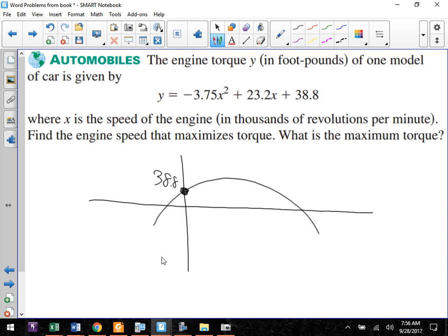Now, as I go back and reread this, the engine torque in foot-pounds of one model of car is given by the function, where x is the speed of the engine in RPMs. Find the engine speed that maximizes torque. What's the maximum torque? Now, when you're talking about maximums and minimums, maximums would be where on this graph? The top, the highest point.